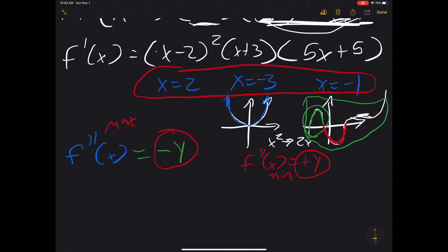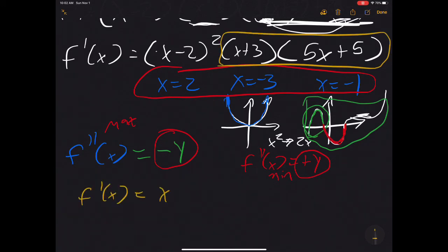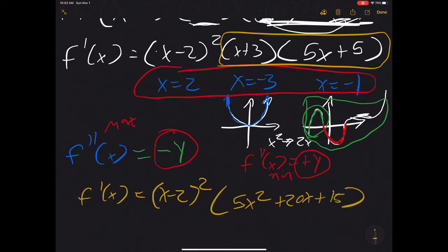To do that, I'm going to use the product rule, but I have 3 pieces, which is a little scary. So I'm just going to multiply the right 2 pieces together. So I'm going to get that f prime of x is also equal to x minus 2 squared. And I'm just going to multiply the right side out a little bit. It's going to give me 5x squared plus 5x plus 15x plus 20x plus 15. So all I did was multiply those right 2 pieces out.